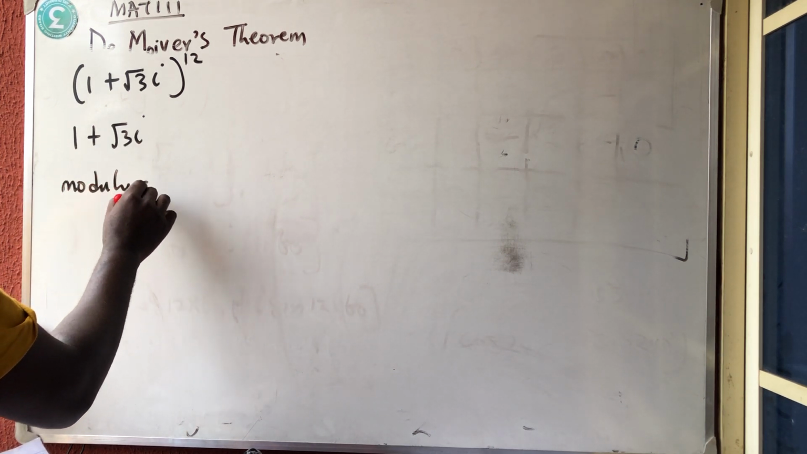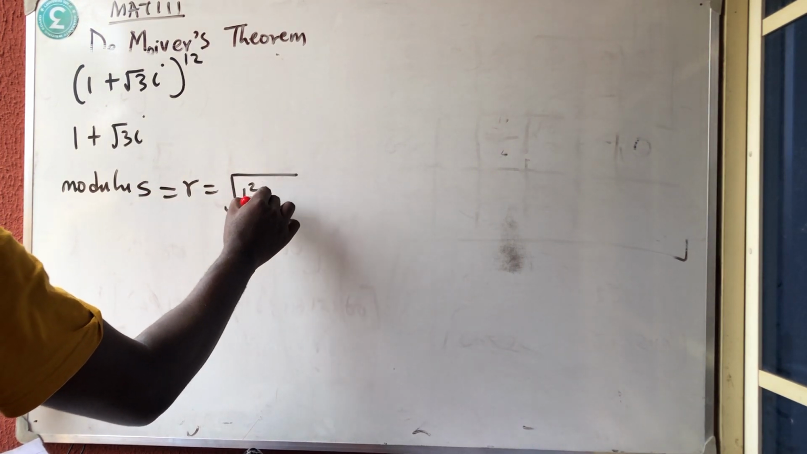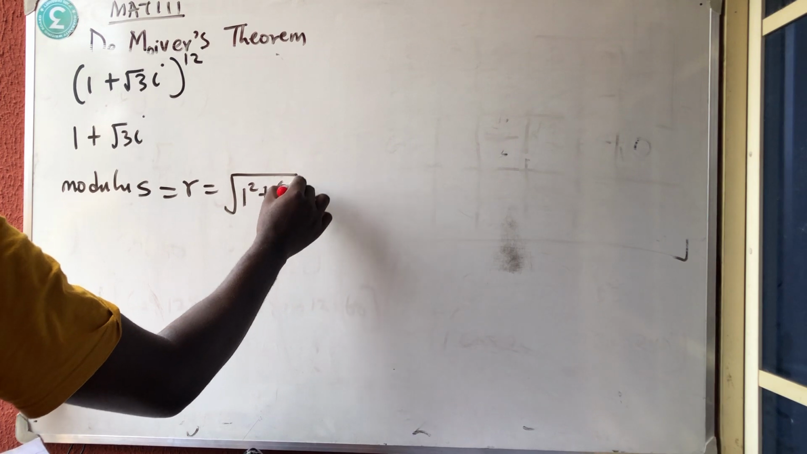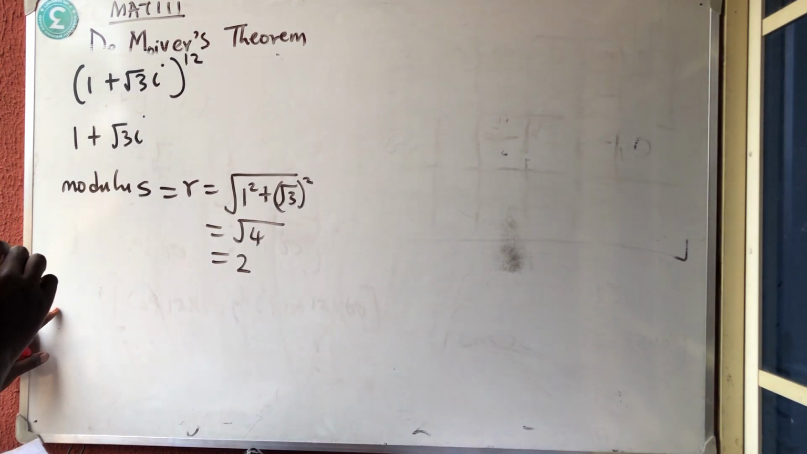We want to change it to polar form. Modulus is equal to r, which is equal to what? The square root of 1 squared plus root 3 all squared, which is the square root of 4, which is 2. Our modulus is 2.